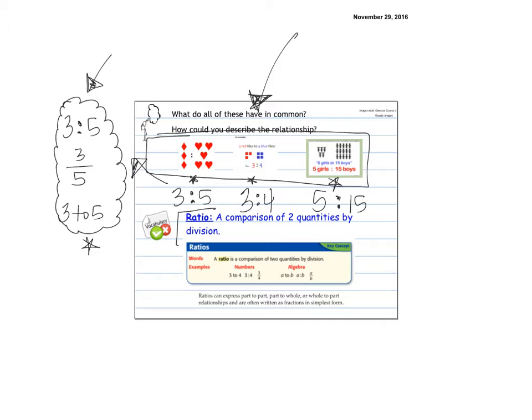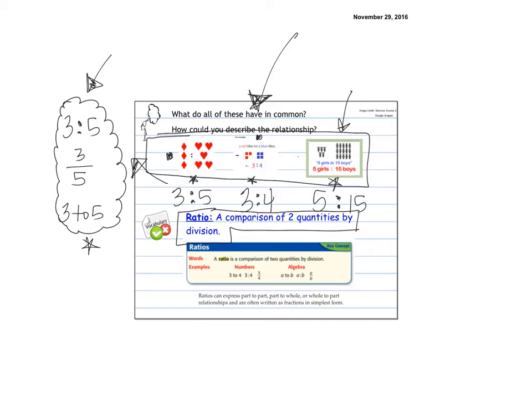And the definition of a ratio, which you will want to write down in your notebook, is a comparison of 2 quantities by division. So we can see, again, in all 3 of these examples, we have 2 different quantities: girls and boys, red tiles and blue tiles, and diamonds and hearts. And we are comparing them by division.